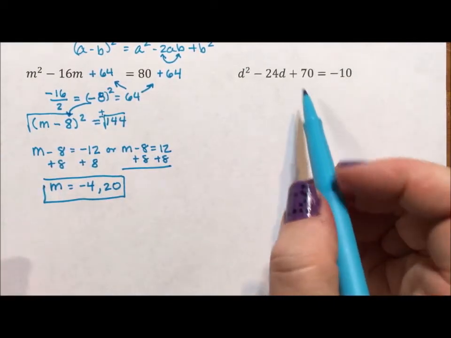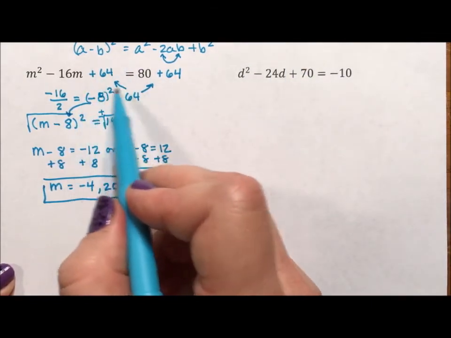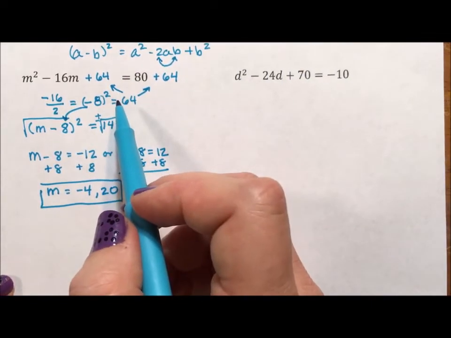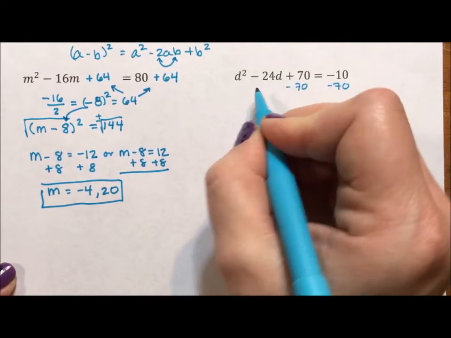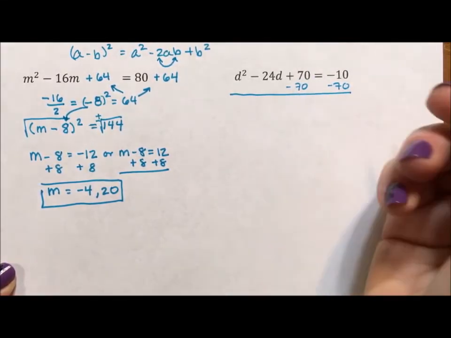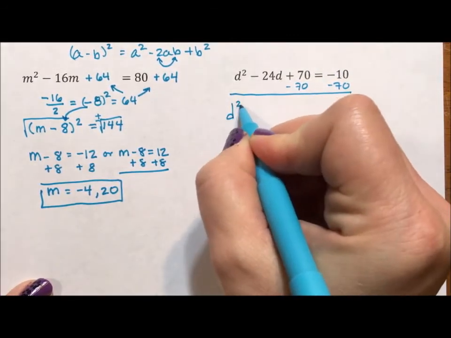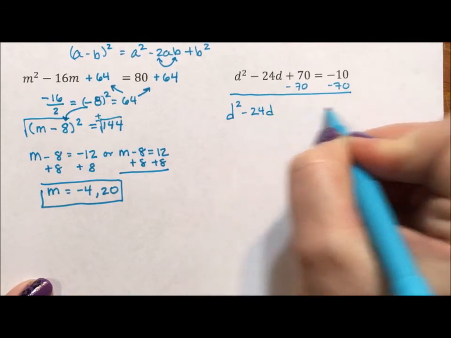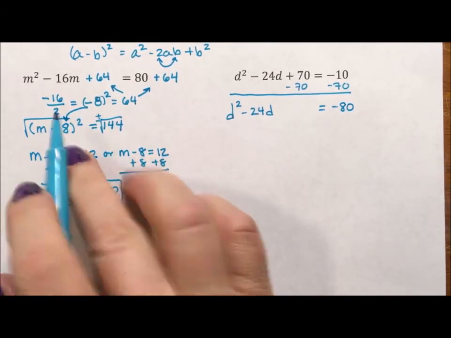For my second example, I need to move the 70 over so I have this spot to put in the b squared. So I'm going to start by subtracting the 70 over, but I'm going to leave that space so I can bring in whatever I need for my perfect square trinomial. So I'm going to say d squared minus 24d equals negative 80. Okay, now I'm going to do the same thing I did over here.